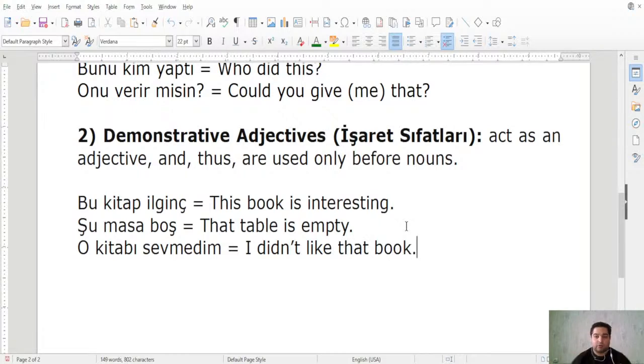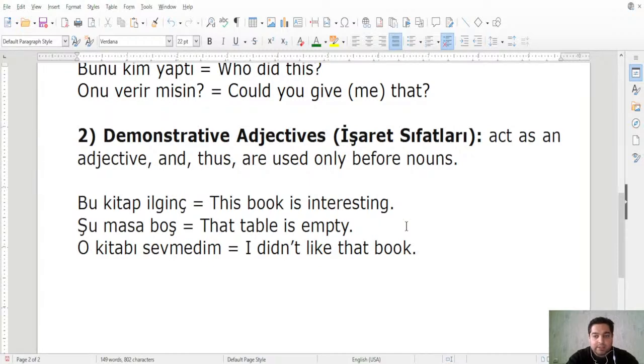So just for simplicity purposes, şu and o will be usually translated into English as "that" and bu as "this". Okay, and we have only 3 demonstrative adjectives. They are all the same in pronunciation, of course, but they have different roles. In personal pronouns, we can have plurals too, right? These, those, then that, those. Here we have to use them only as bu, şu, o, and we always use them as adjectives in front of nouns to describe something. Okay.